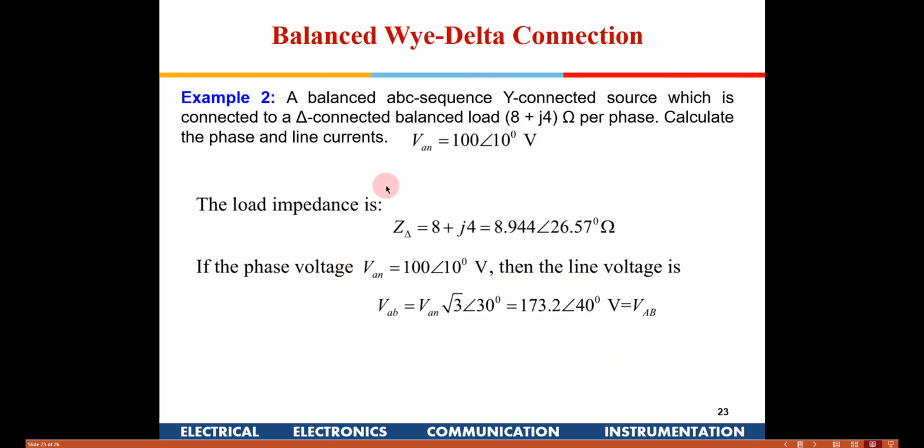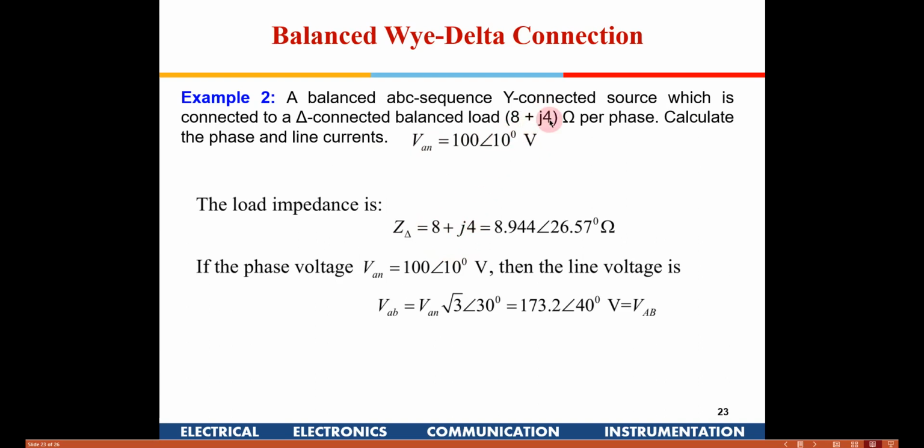Okay, so if you take an example here, it says a balanced ABC sequence Y connected source is connected to a delta connected load, which is given here. Calculate the phase and line currents. Okay, and the single phase voltage is given here. Now Z is the same, 8 plus j4.